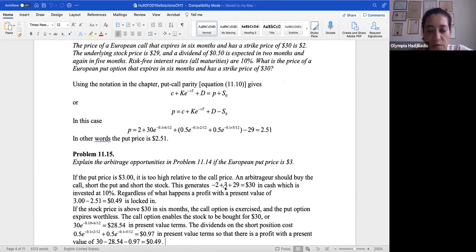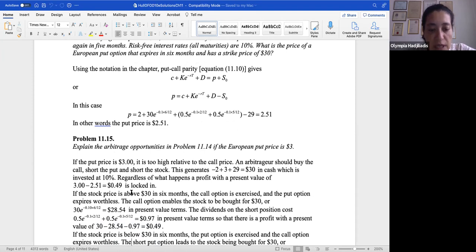Explain arbitrage opportunities in problem 11.14 if the European put is $3. So what happens if the European put is worth more than what put-call parity says it should be? If the put price is $3, it is too high relative to the call price. An arbitrageur should buy the call, short the put, and short the stock. This generates -2 plus 3 plus 29, which is $30 in cash, which is invested at 10%. Regardless of what happens, a profit with a present value of 3 minus 2.51, which is 49 cents, is locked in.